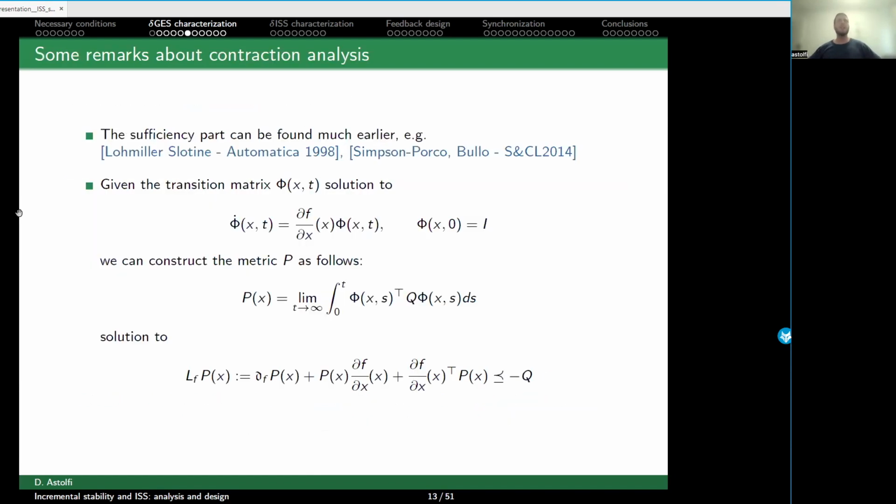Okay, so the sufficiency part, of course, can be found much earlier in the literature. For instance, in the work by Lohmiller and Slotine, or by Simpson-Porco and Bullo, they were characterizing the same contraction properties in terms of the same inequalities. The necessary part is interesting because the construction of P follows similar ideas to how we can build a Lyapunov function, but it is actually constructed from the variational system. So basically, instead of taking, as in a converse Lyapunov theorem, the integral of the solution, here we take the integral of the transition matrix corresponding to the variational system.